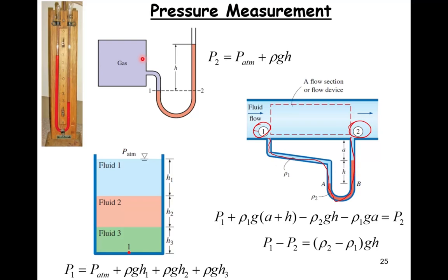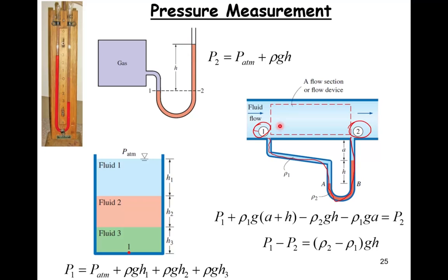Or if we have a tank filled with gas and we connect a manometer to it, then you can see, because there is pressure here, this pressure pushes this liquid down and it stands at a point somewhere in here. Then the pressure can be worked out based on atmospheric pressure plus the pressure due to this column.